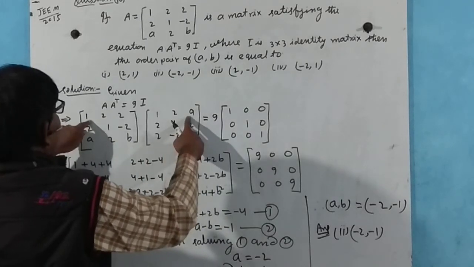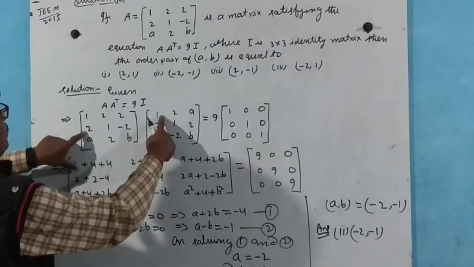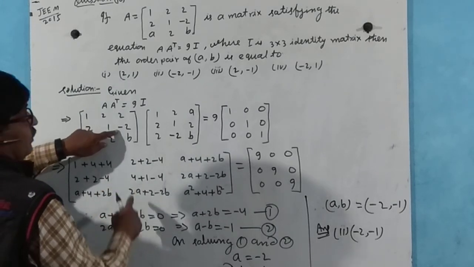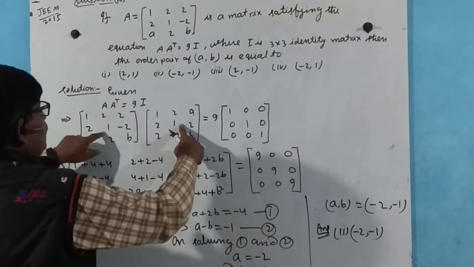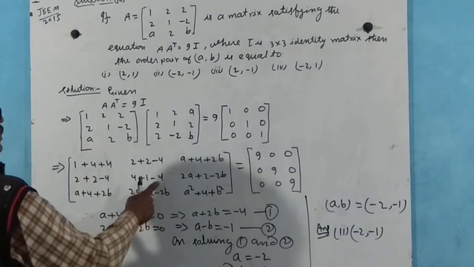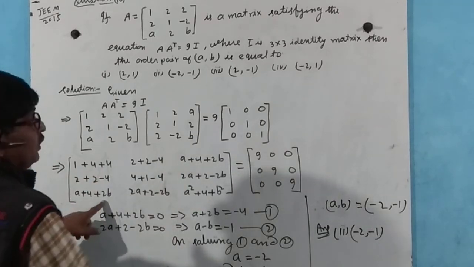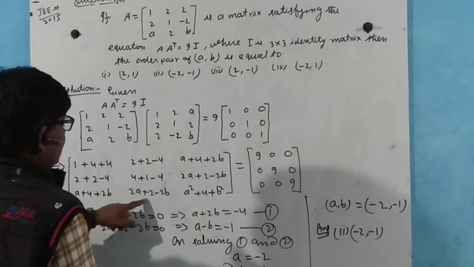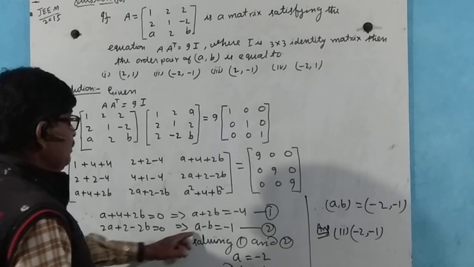And by the row by column method, a plus 4 plus 2b, and then 2a plus 2 minus 2b. Comparing the elements here, a plus 4 plus 2b equal to 0, so a plus 2b equal to minus 4, and 2a plus 2 minus 2b equal to 0, so 2a minus 2b equal to minus 2, and a minus b equal to minus 1.